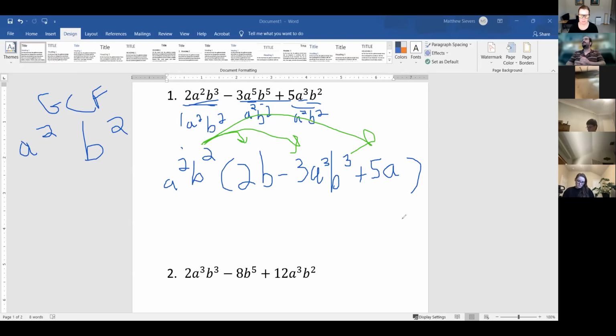This one you cannot do with grouping, right? Grouping's got to be 4 terms. I put my GCF here as minus A squared B squared. It should be positive because this thing leads with the positive. So it's going to stay like a squared b squared times minus 3a cubed b cubed plus 2b plus 5a, right? Yeah, it should be 2b minus 3a cubed b cubed plus 5a.